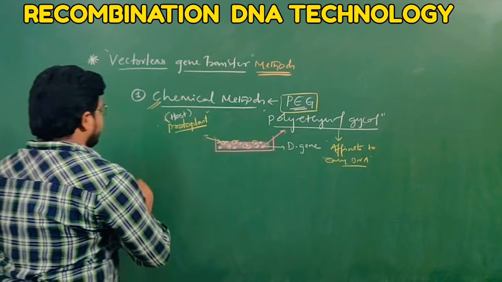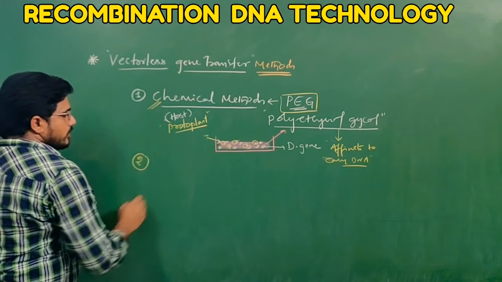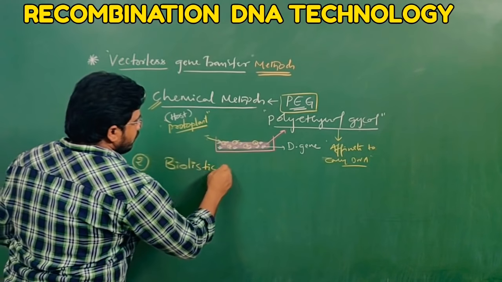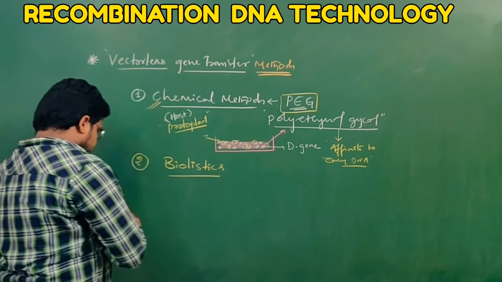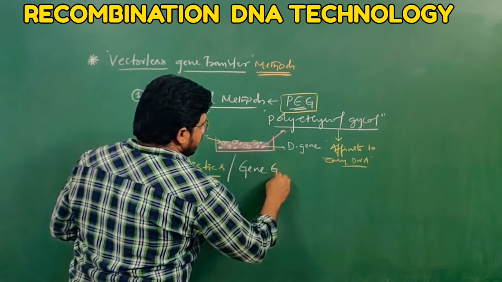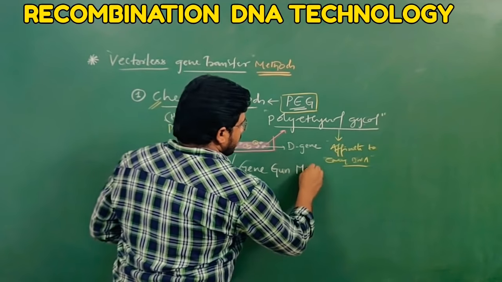Another, second method you can see here, is called biolistics. What are biolistics? Biolistics are also called the gene gun method.